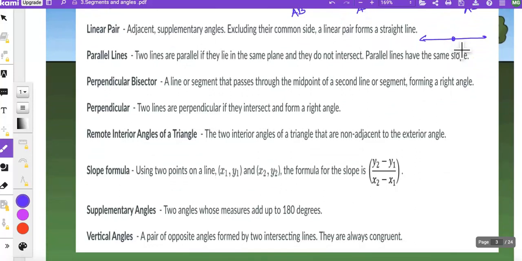Parallel lines, this is quite clear. I will not go over it here. Parallel lines are lines that never intersect.